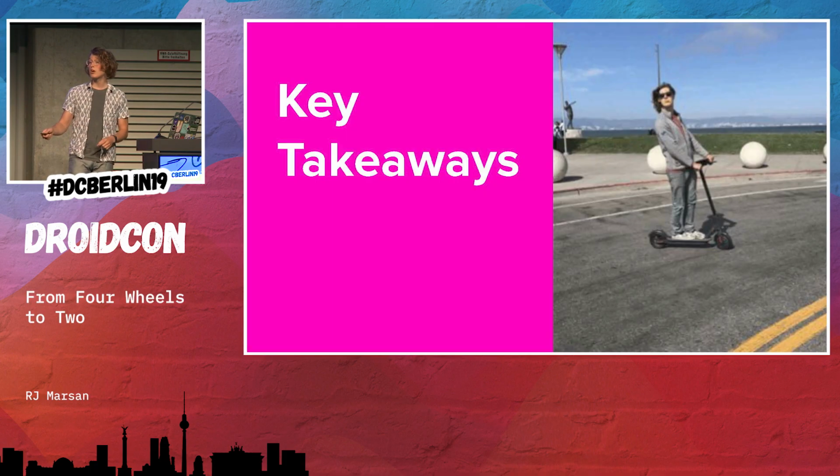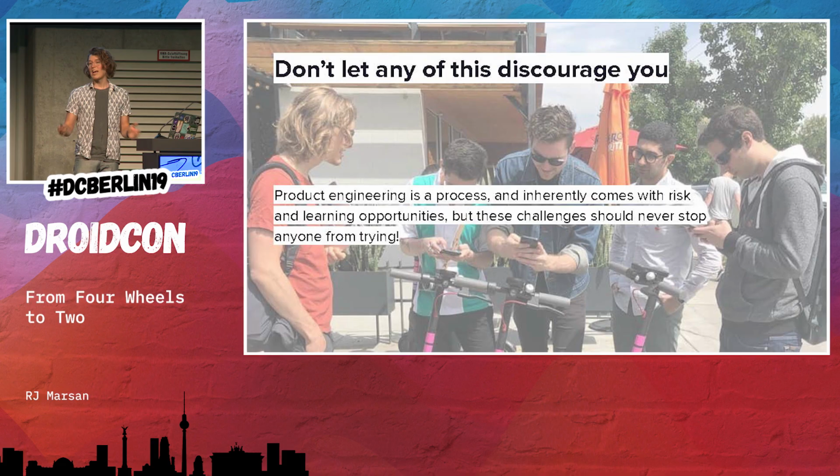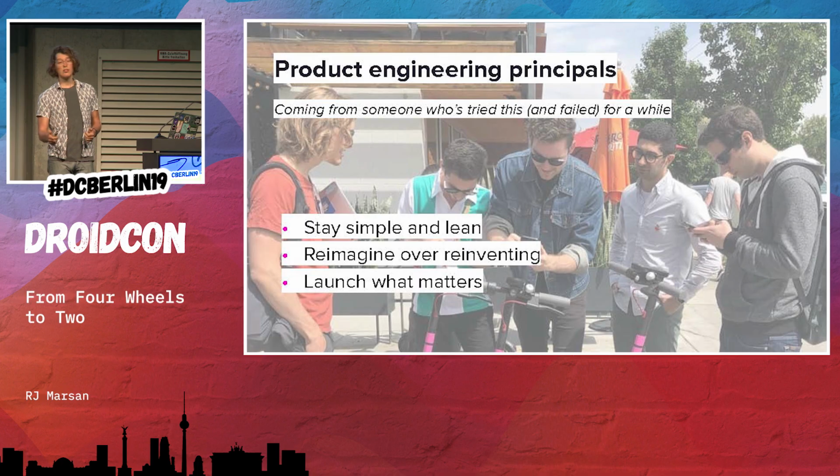So the key takeaways I want you to get from this, other than I look pretty cool riding that scooter, I don't want any of this to be discouraging, because I actually think that being a product engineer is thrilling. It's super cool, but it comes with risks. It comes as a process, and it's something that I'm always learning. But I really hope that everyone here embraces it and joins me. Because I honestly think that if you stay simple, you stay lean, you reimagine over reinventing, and you launch what matters, that you as a product engineer are going to do amazing things.